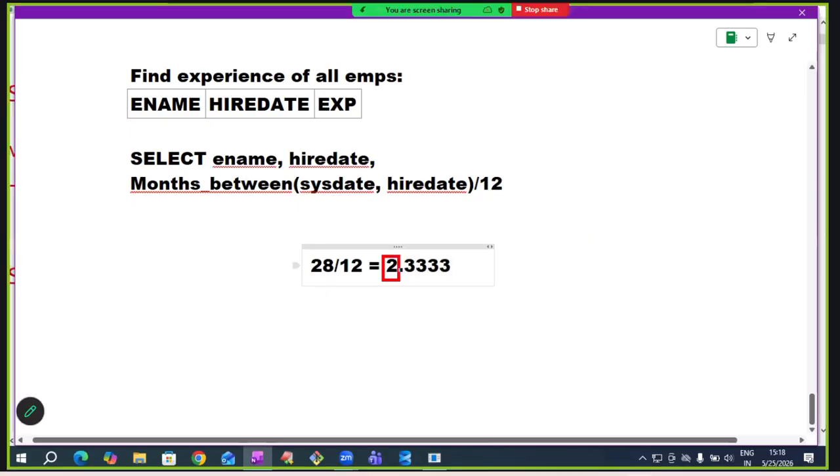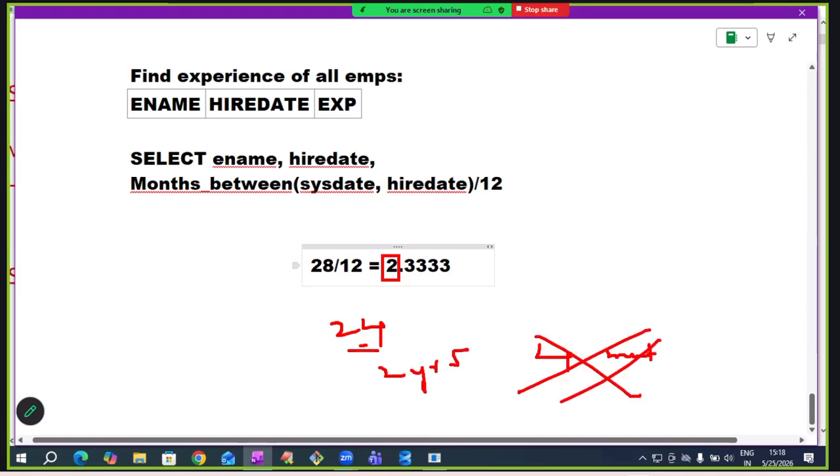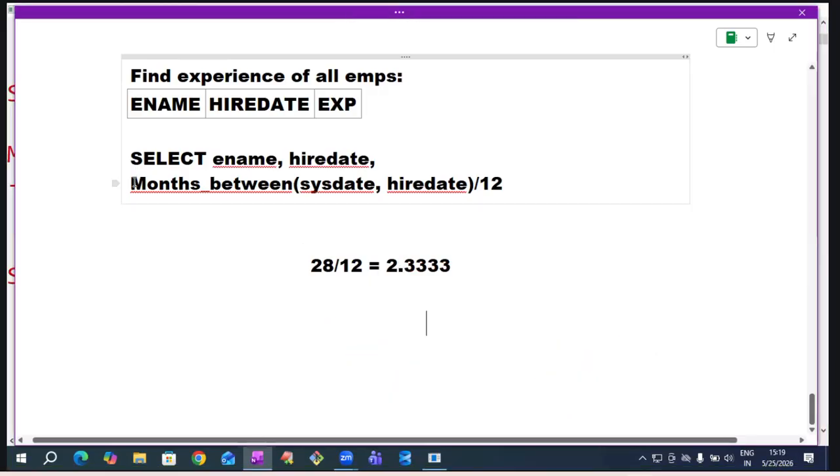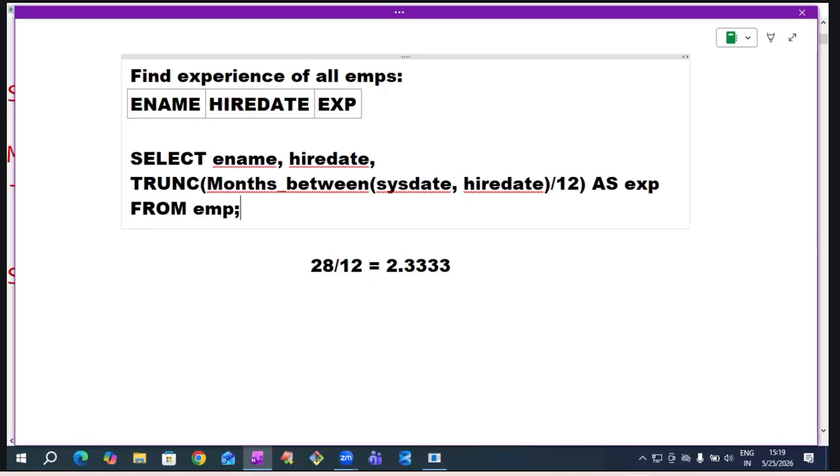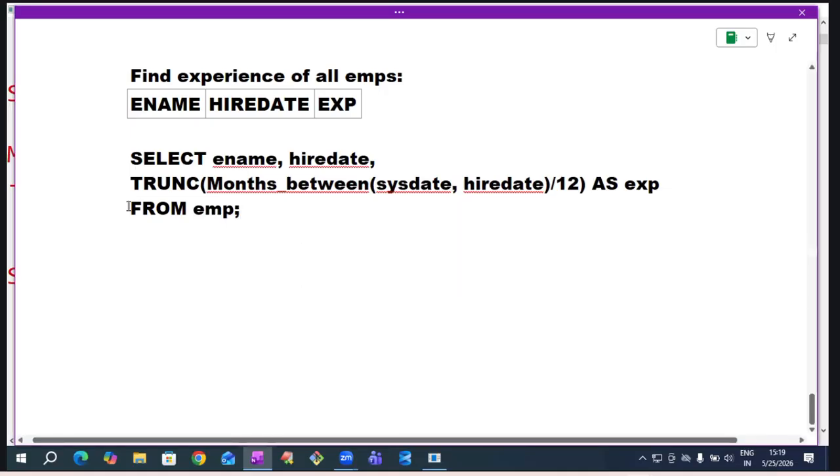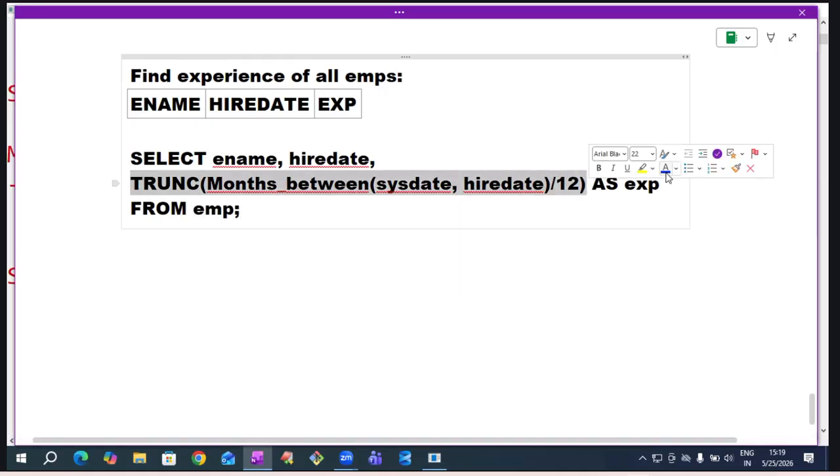I want to consider this as 2 years only. Actually, an employee with 28 months experience has up to 24, 2 years, about 2 years 4 months experience. These 4 months I don't want to consider. I want to consider this as 2 years only. So remove these decimal places. To remove the decimal places, call the function TRUNC, TRUNC of it, as experience. From which table? That's it. So this is the way of using MONTHS_BETWEEN.